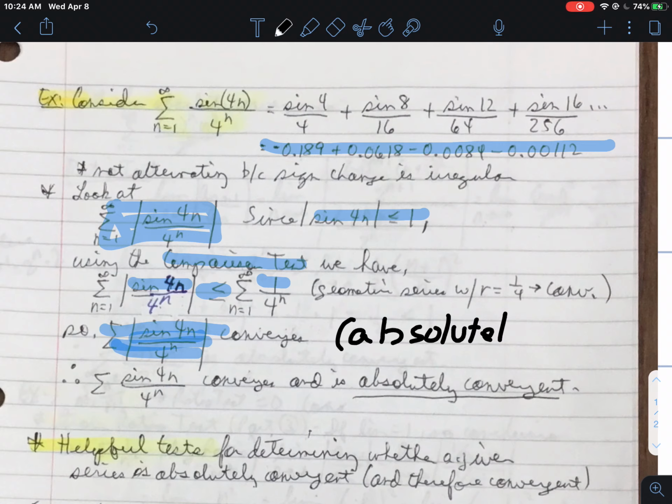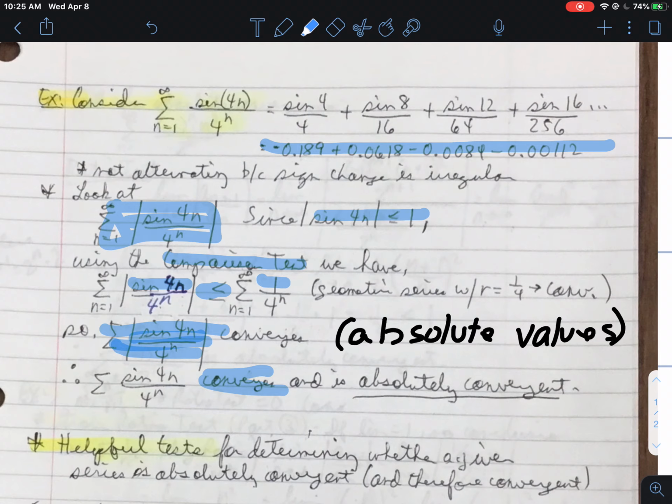Not absolute, absolute values is what I want to put there. Right? So that's the sum of the absolute values, which is convergent, which means that the original series is absolutely convergent. Right? And since that original series is absolutely convergent, we can also say then that it is convergent. And that's what I'm interested in. That's what I want to determine ultimately, whether I have a convergent series or not.